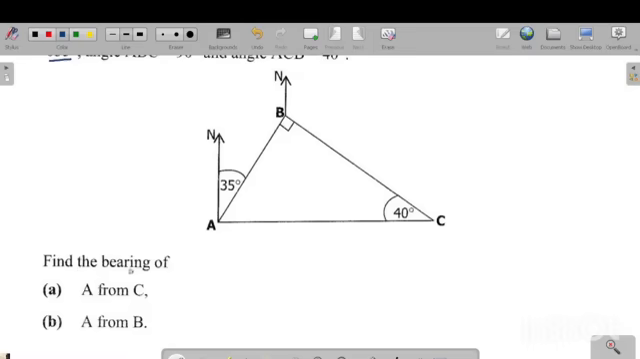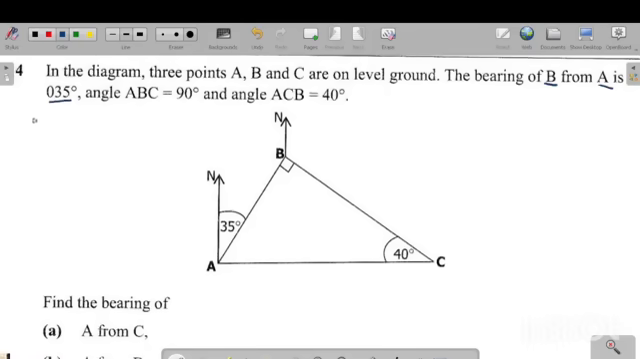Now the question says, find the bearing of A from C. All right, they want you to find the bearing of A from C. So the word from, in the previous videos, those that have not watched my videos on bearing, you are free to go and watch them on this same channel. The word from in bearing is very important. When they say find the bearing of A from C, it means they want you to find the bearing of A whilst you are standing at C.